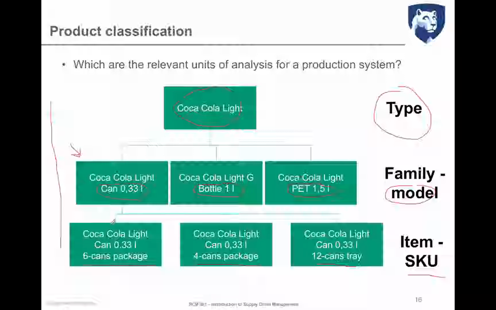Then it is also relevant to keep the distinction in terms of SKU, because maybe it is not so different from a production perspective, but of course then distributing and realizing market distribution of a 6 can package, 4 can package, or 12 can tray is different, so it implies different supply chain procedures.